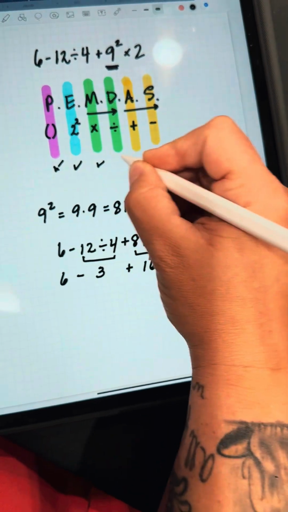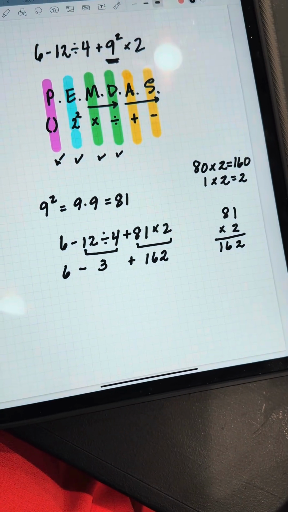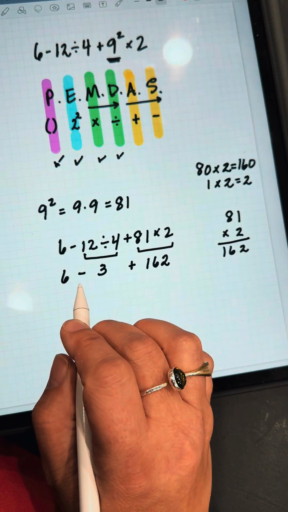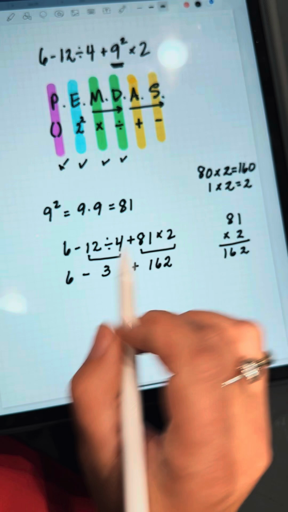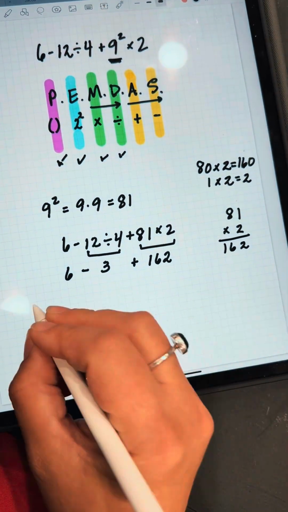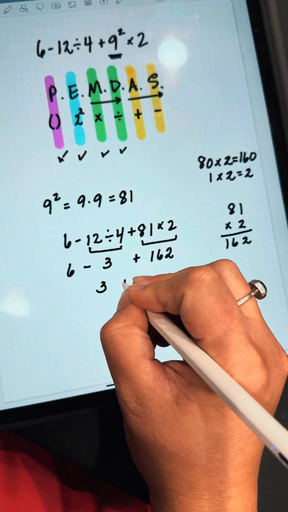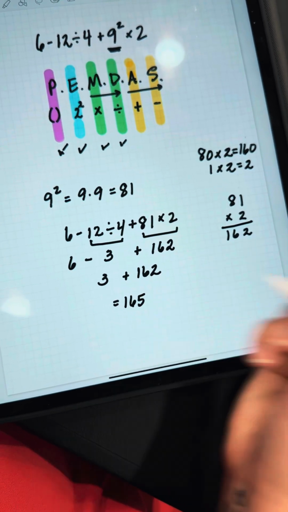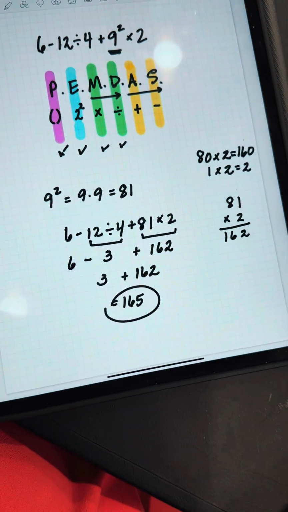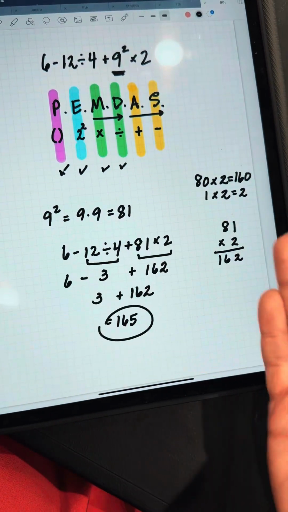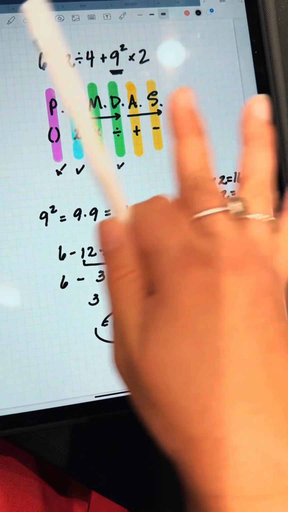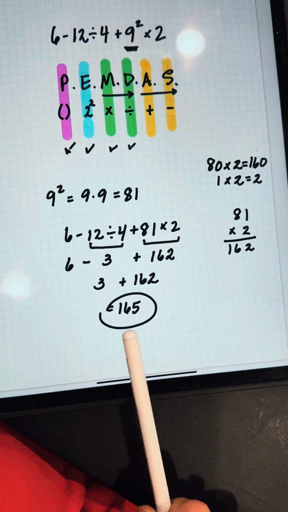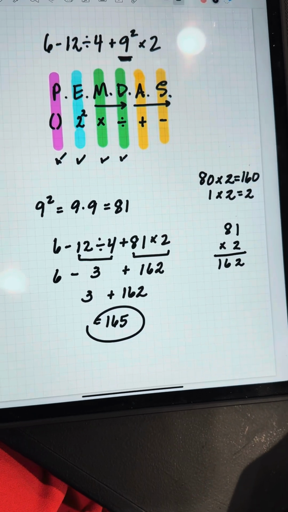Now I've done my multiplication and my division, it's time to move on to addition and subtraction. The same thing applies here though. Even though it's subtraction first, these two are buddies and we have to go left to right. 6 minus 3 is 3, plus 162, making the answer 165. I like them to circle their answer because if they're not kind of nice and tidy, then they may get lost in it and it's difficult to find their answer. So we want to make a habit of indicating to the teacher what our final answer is.